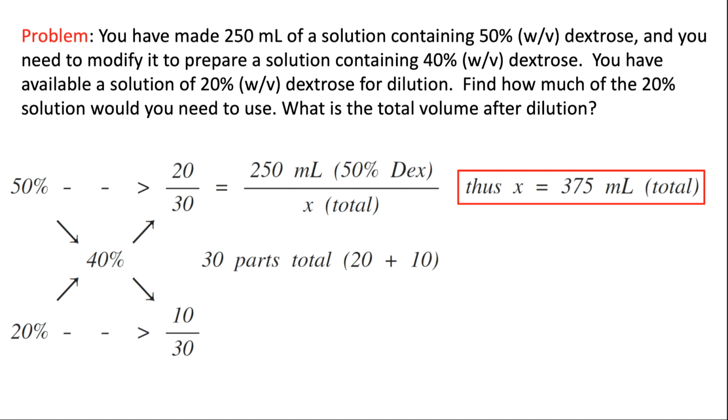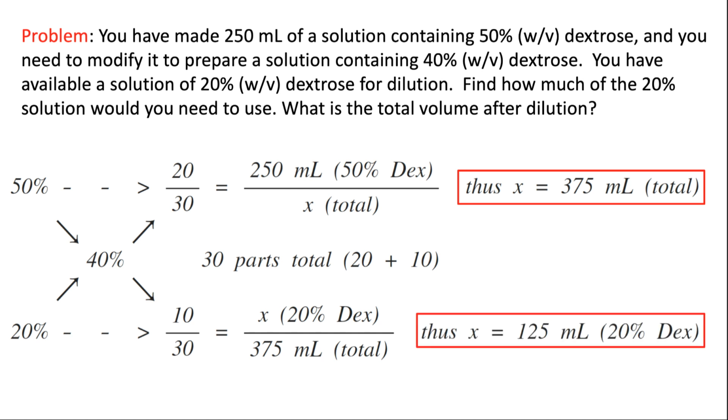Okay. Now that I have a volume that is equivalent to the 30 parts, I can now use my ratio down below for the 20% to actually solve for its volume, because I can set its ratio of 10 parts of 20% over 30 parts total equal to some X volume of the 20% over the total volume, which I now know is 375 milliliters. So now if I cross multiply and divide and solve for X, I can see that X is equal to 125 milliliters. Okay, and that is of the 20% dextrose.